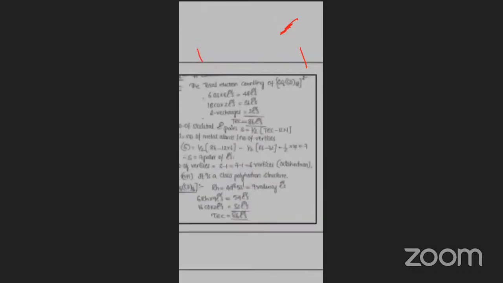Okay, skeletal electrons, what is the equation? Skeletal electron S is equal to half into total electron count minus 12 into n. So how to count the total electrons? So you can observe here, in the equation, for example, osmium 6 CO 18.